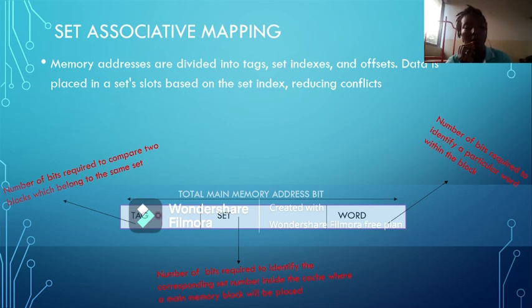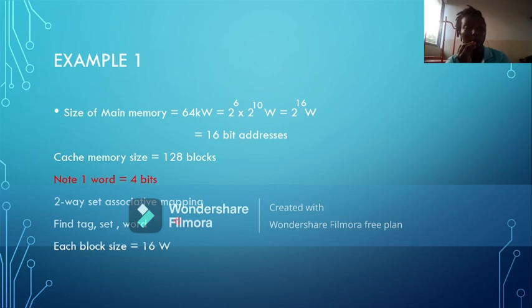So we are going to solve examples on how to find the value of the tag, the set, and the word. In this question, we have been given the size of a main memory to be 64 kilowords. We are supposed to change it to words, because we are not working in kilowords. We are working with powers, not the base, so we have to change everything into indices. 64 is 2 to the power 6.